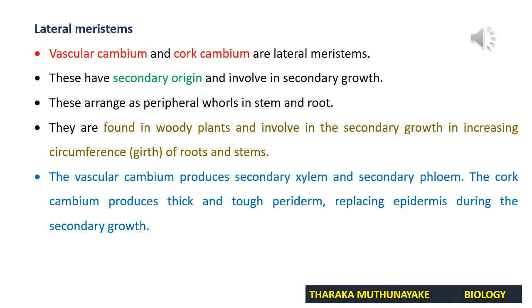Okay. Then here the tissues produced by the vascular cambium and cork cambium are mentioned. Just go through this. We can discuss this in detail when we are discussing secondary growth of plants in the next section. Read this. The vascular cambium produces secondary xylem and secondary phloem. Secondary xylem means the xylem which is secondarily added. Secondary phloem means the phloem which is secondarily added to the plant later in the lifespan. The cork cambium produces thick and tough periderm, replacing the epidermis during secondary growth.